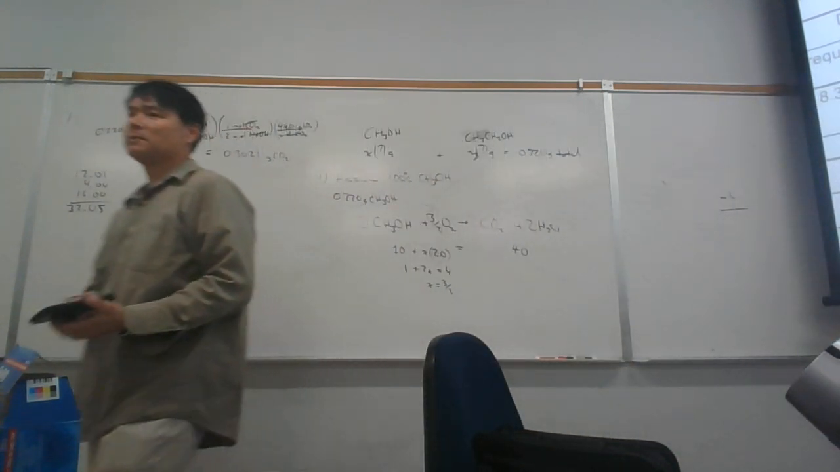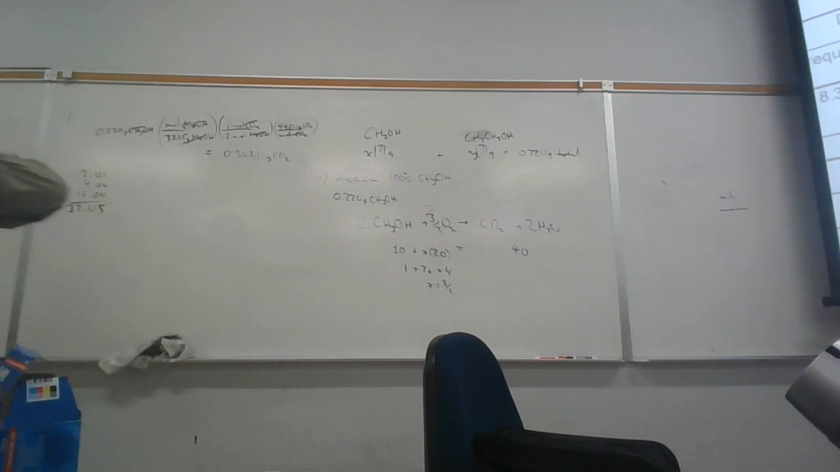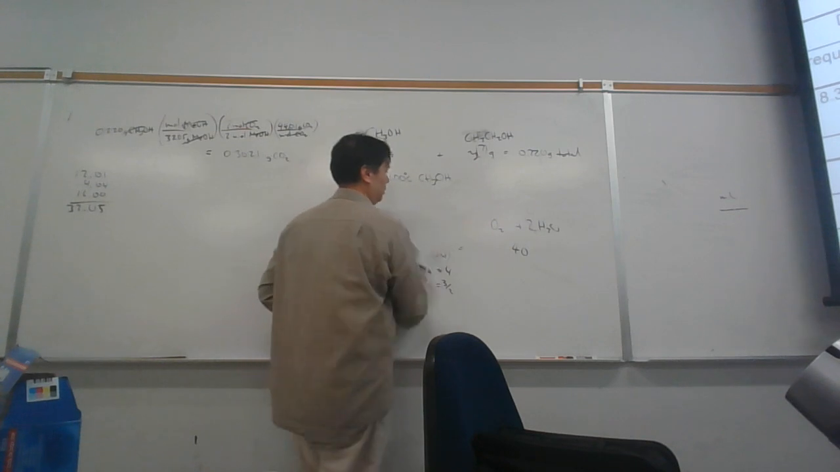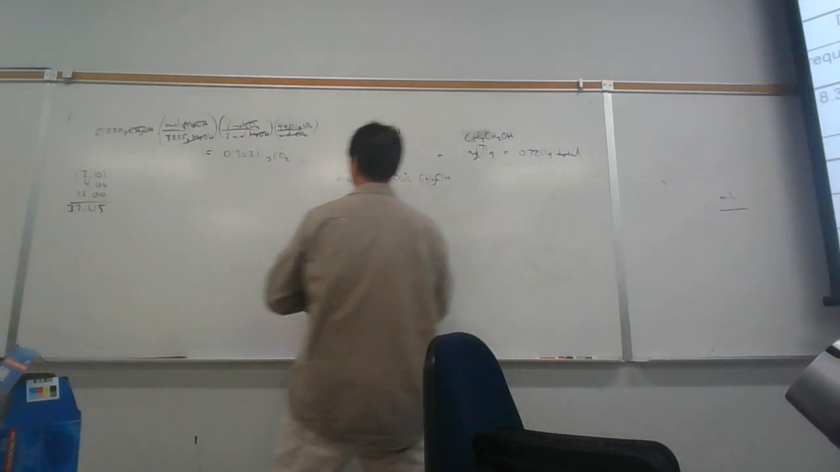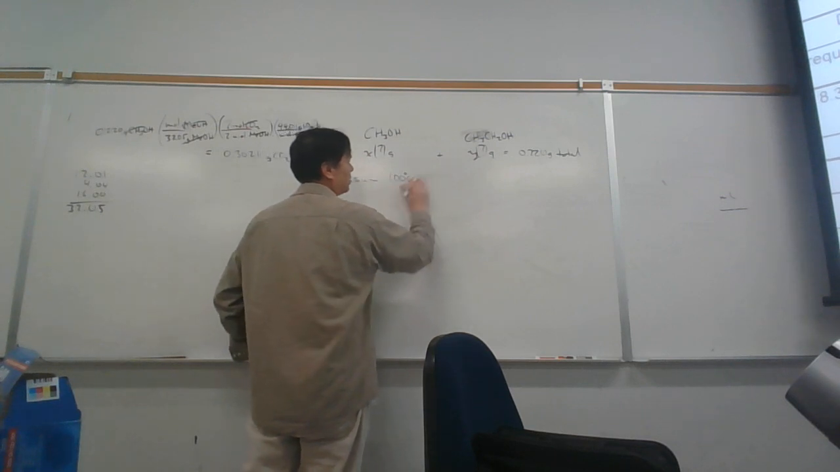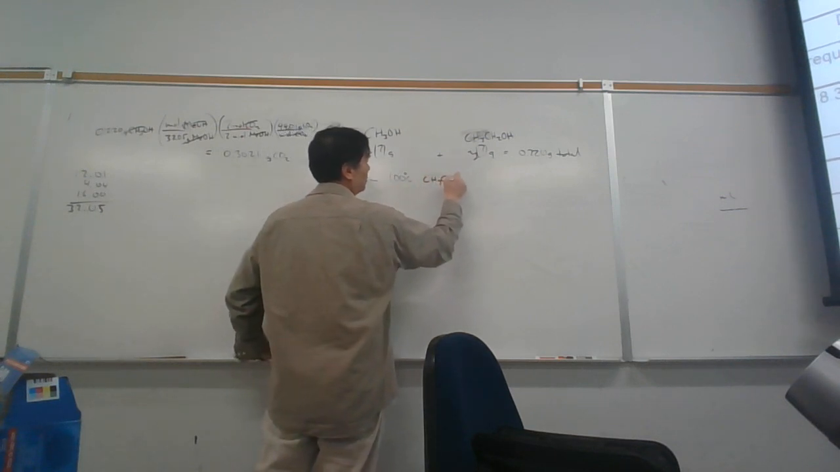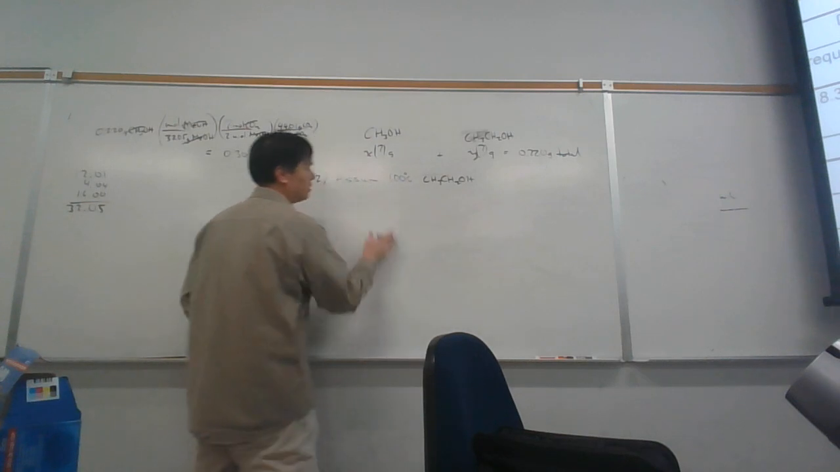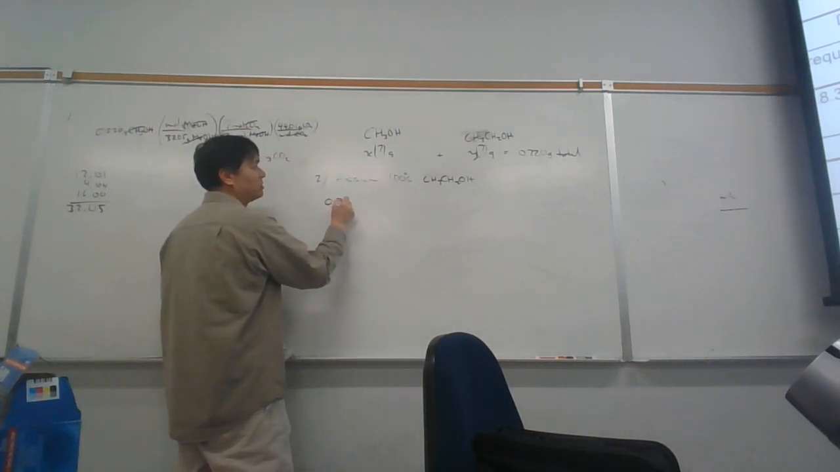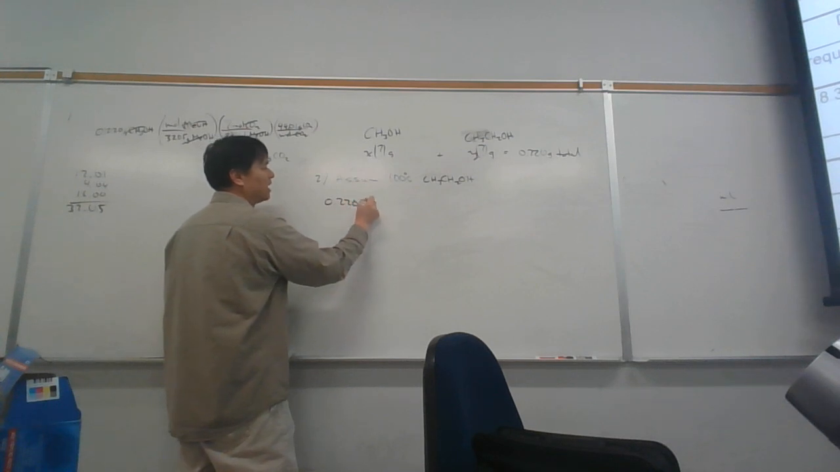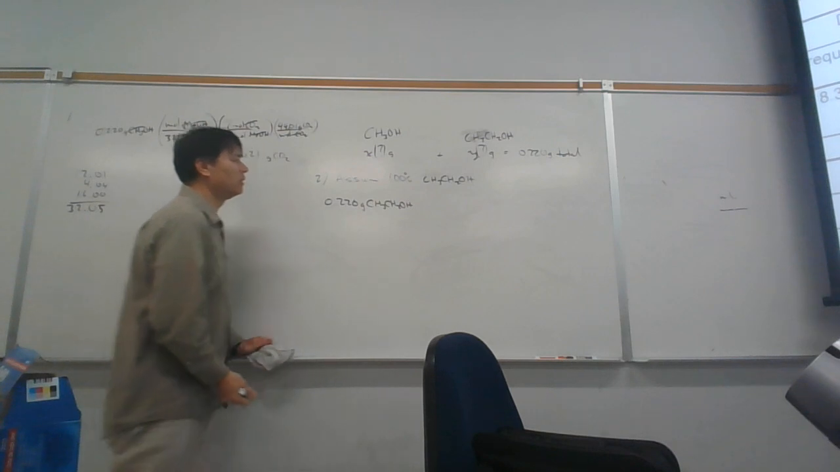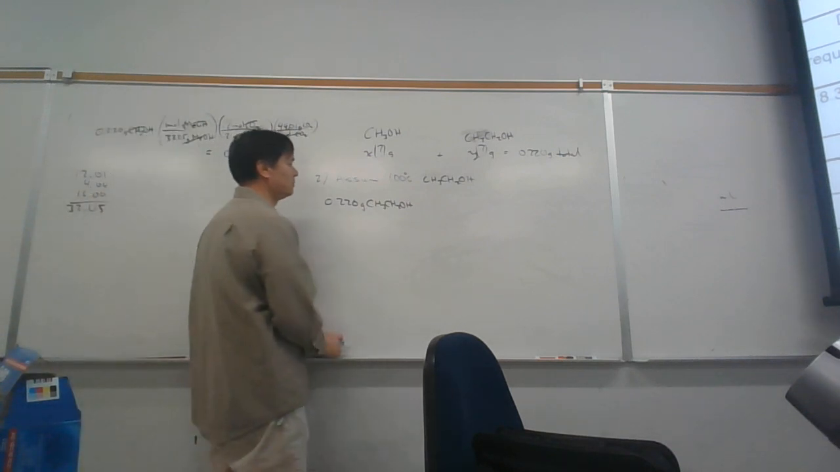Okay, then we go to the opposite extreme. What's the opposite extreme? 0% methanol means 100% ethanol. So we're going to go to the opposite extreme, 0% methanol or 100% ethanol. And so that means I'm going to have 0.220 grams of ethanol if there were no methanol. And then I'll just do the same thing.